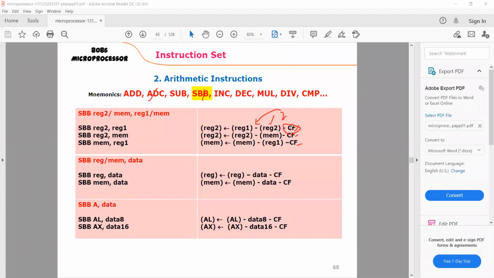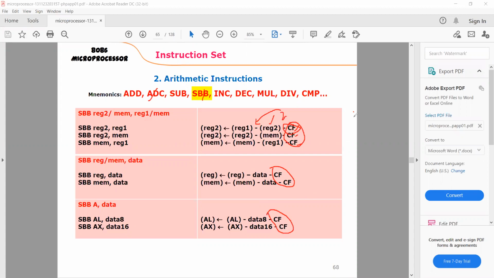So in all the instructions, the previous procedure is the same, but the only extra point that you have to keep in mind is that here the carry flag will also get subtracted. That means we are also considering the carry flag, that means the borrow. All the operations are the same here, but the only difference is the carry flag, which indicates the borrow. If we get a borrow, that borrow will also get subtracted.